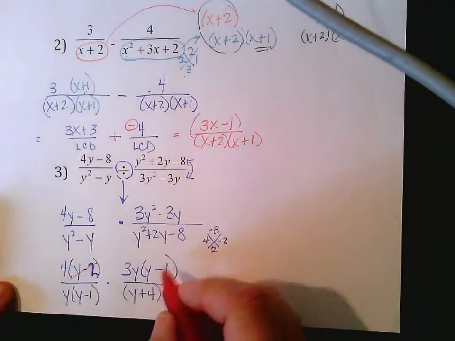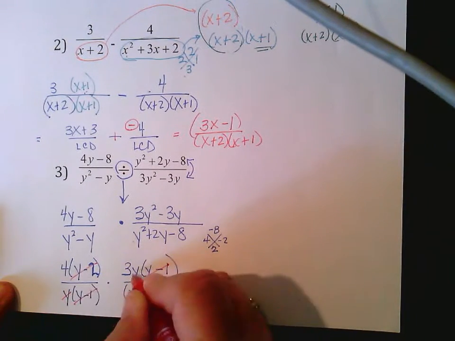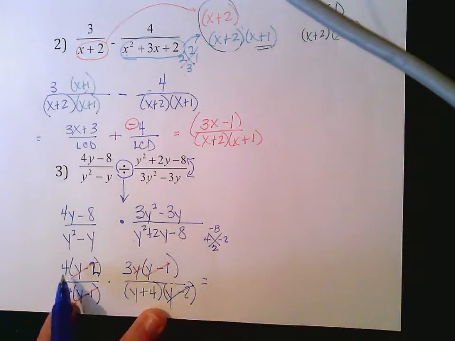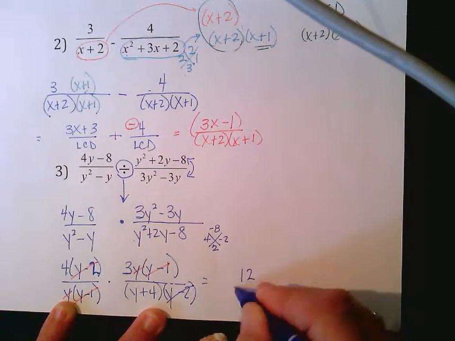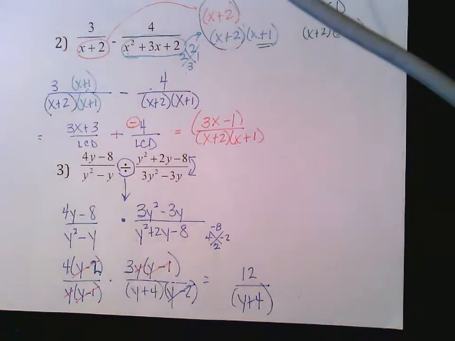Y minus 1 and y minus 1 can simplify. There's a y here and a y here that can simplify. And then what we end up with is, on top, all we have is 4 times 3, which is 12. And on the bottom, all I have is y plus 4. And so then that's the simplified version of that.